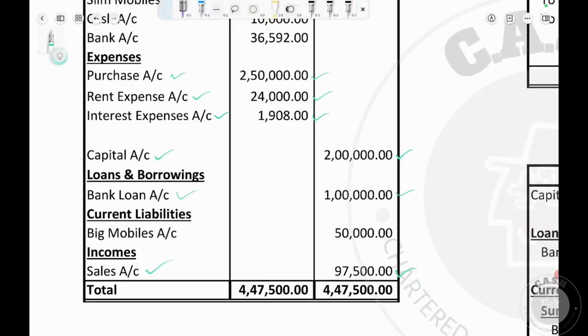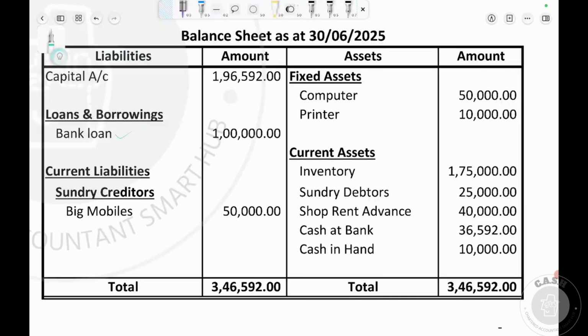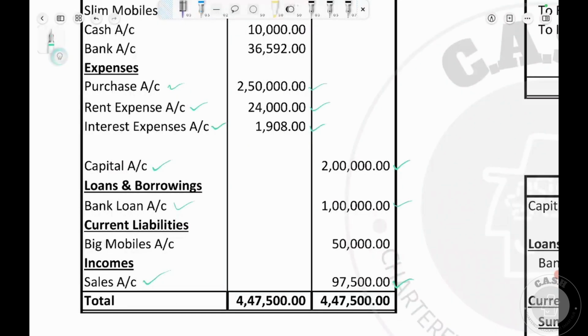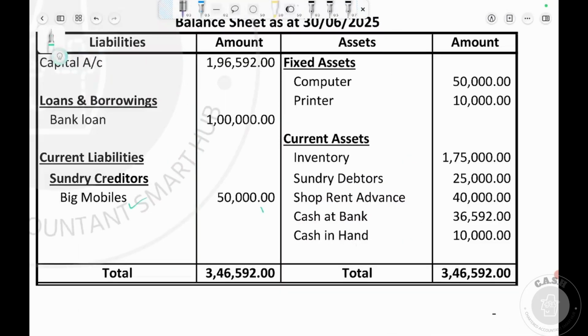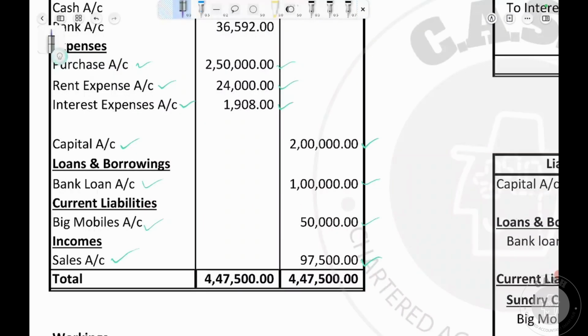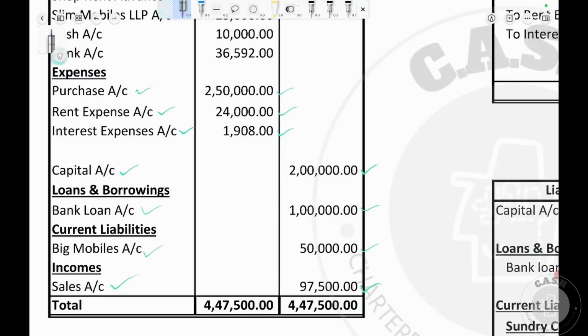Now let's move on to the bank loan account. We have to pay 1 lakh as per ledger. So the bank loan account payable is 1 lakh. Next is current liabilities, that is Sundry Creditors, Big Mobiles account. We have to still pay 50,000 rupees to Big Mobiles, 50,000 payable to Big Mobiles. Now we have covered all liability side items. Let's move on to assets.